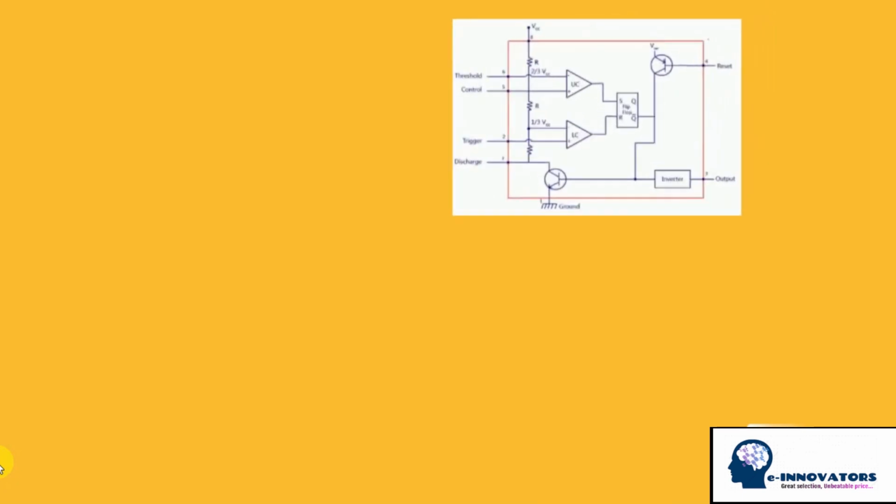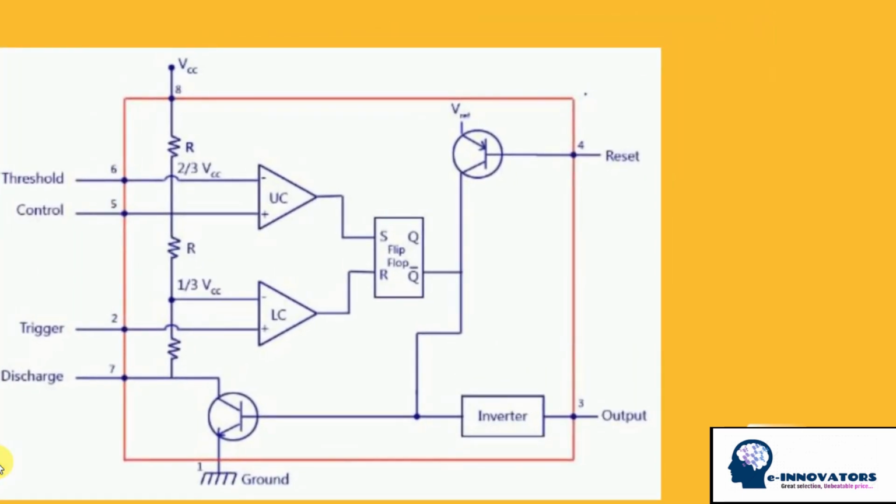The standard 555 package includes 25 transistors, 2 diodes, 1 flip-flop IC, and 15 resistors on a silicon chip installed in an 8-pin mini dual inline package, DIP8. Let us look at the pin diagram to have an idea about the 555 timer IC.